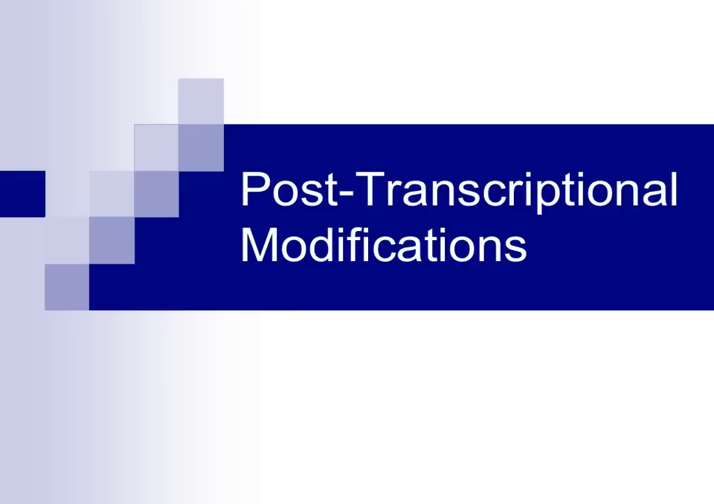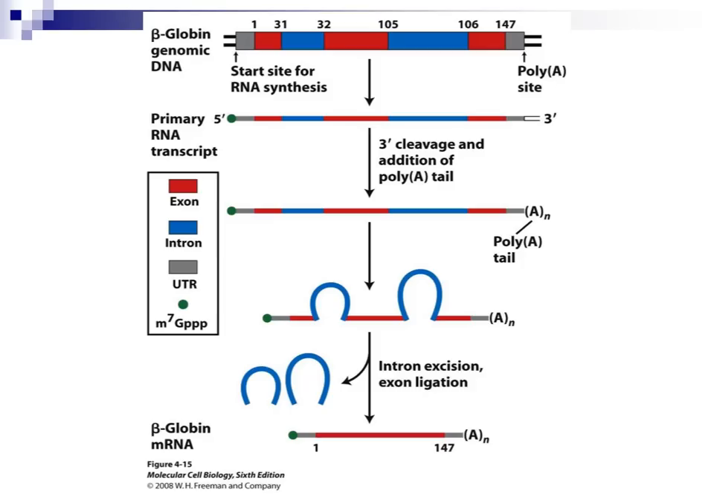Okay, now we'll cover post-transcriptional modifications. Between making an RNA strand, which occurs during transcription, and the endpoint, which is a messenger RNA molecule that can be used for protein synthesis, there are many modifications that occur to allow it to become a messenger RNA.